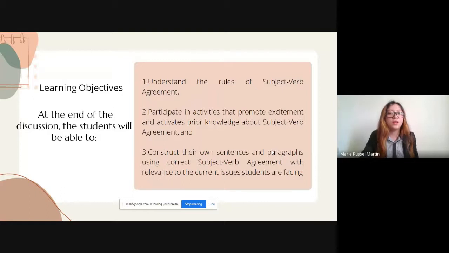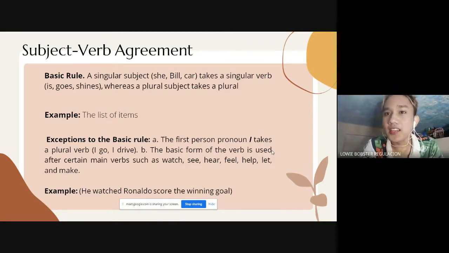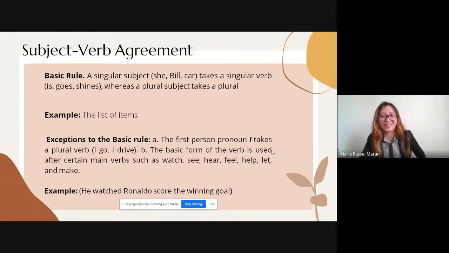Now, moving on, let's first recall the most basic SVA that was mentioned earlier. So everyone, please read the basic rule. A singular subject, such as she, bird, or car, takes a singular verb, such as is, goes, or shines, whereas a plural subject takes a plural verb. All right. That's correct. Thank you so much, Louis. That will not synchronize if we all read together. So thank you for reading. So that's the basic rule that was mentioned by Hiram earlier.